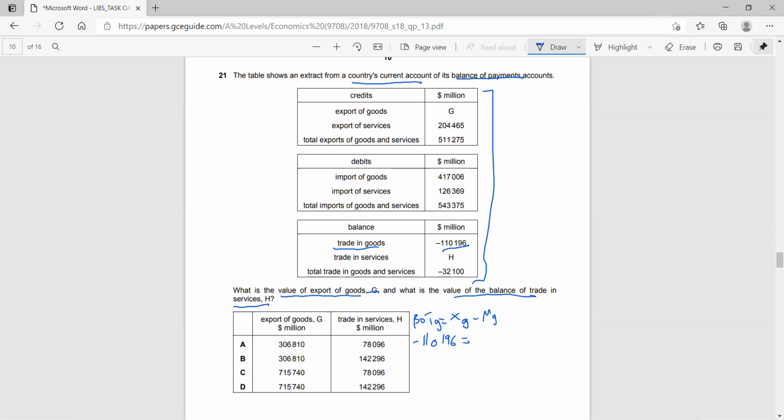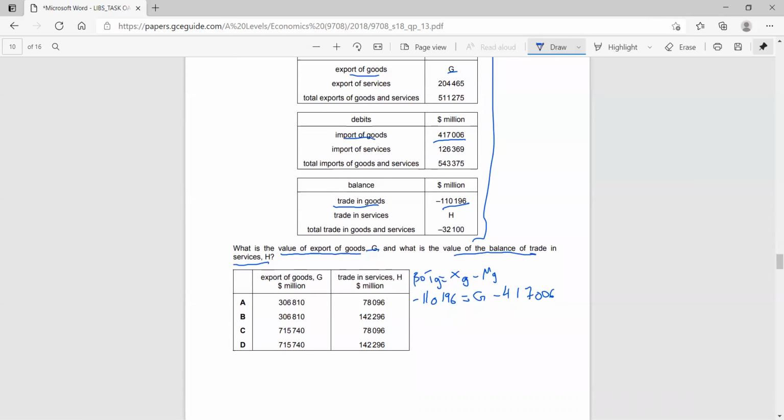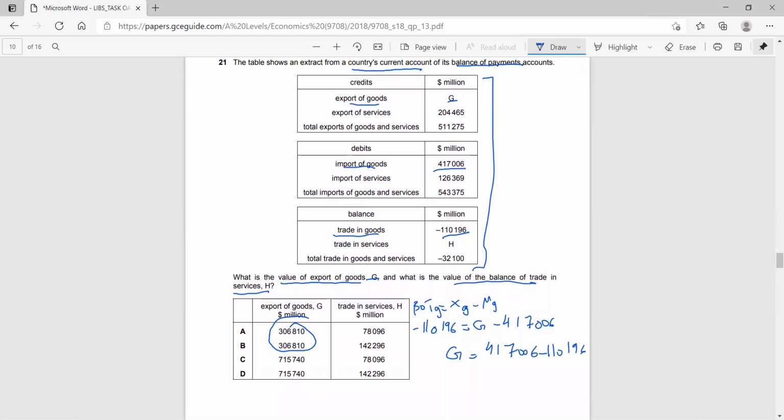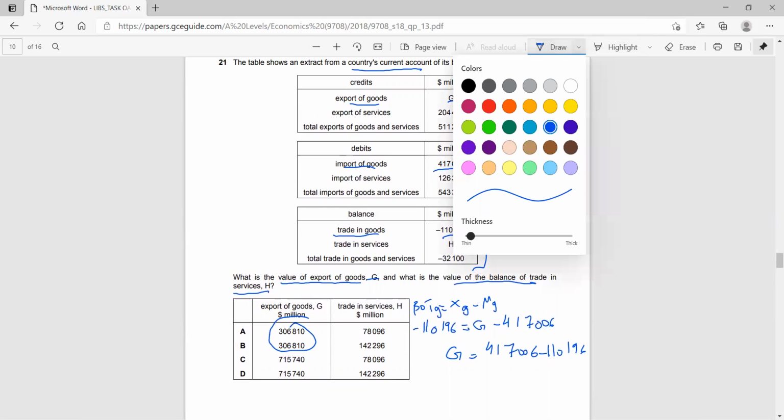So this is minus 110,196. Too many numbers, but okay. The export of goods is G, so that's the unknown, minus the import of goods, which is 417006. Then you're simply solving it. This goes there and changes sign, so it becomes 417006 minus 110196. If I pop that into my calculator, they really could have used some easier numbers so that people can calculate mentally. But anyhow, you get 306810. So that narrows it down to between A and B.